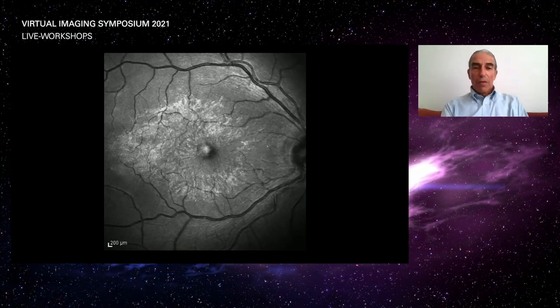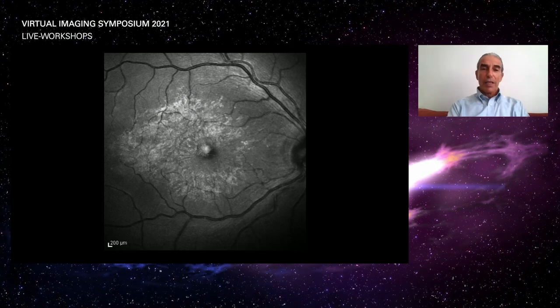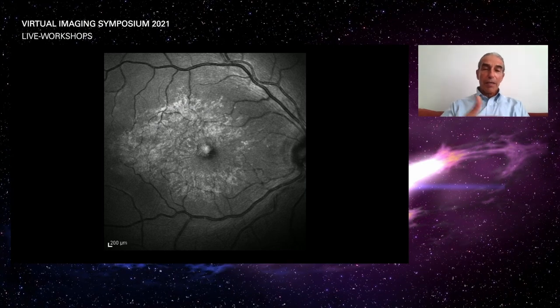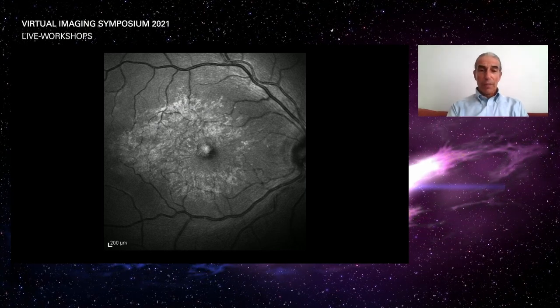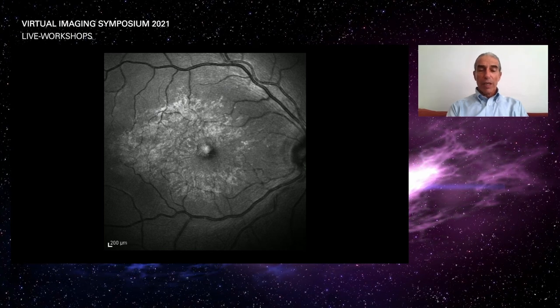Since each diopter of focus is about 300 microns in the eye, it's evident that changing focus by even one or two diopters can take us significantly away from our focal plane, which here, in this case, is at the interface between the retina and the vitreous.